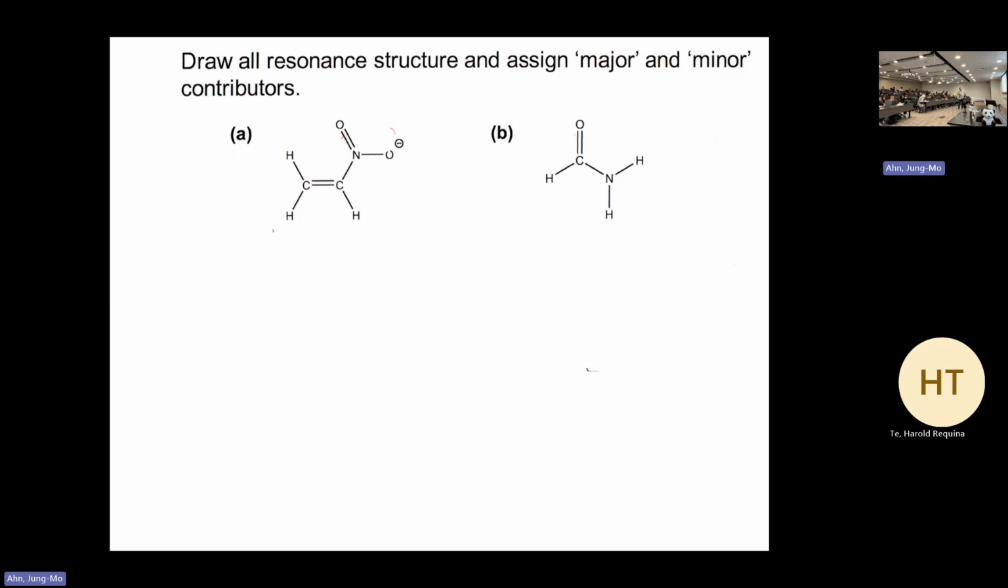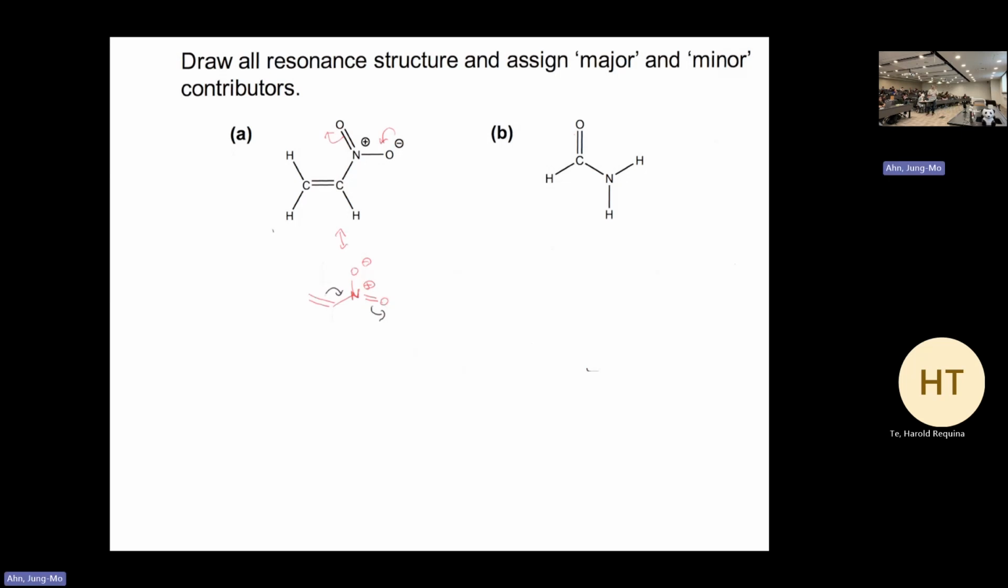Let's talk about this one. Resonance structure of this one. You see there's an oxygen being negatively charged. Okay? So one thing you can do, this comes in and the electron pairs go to oxygens. This is a nitro group, by the way. That's one of the resonance structures.